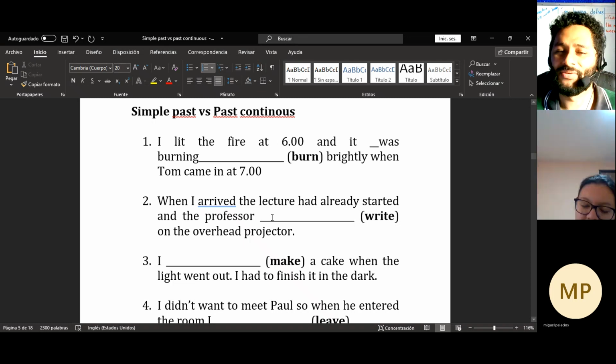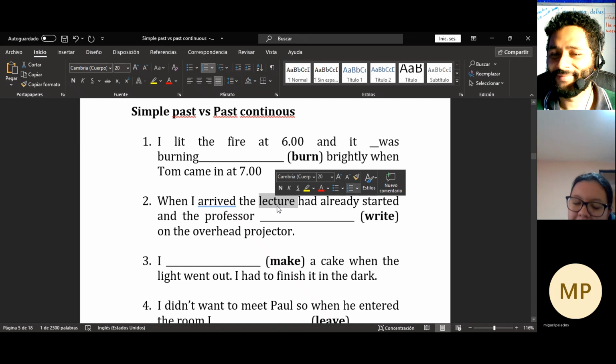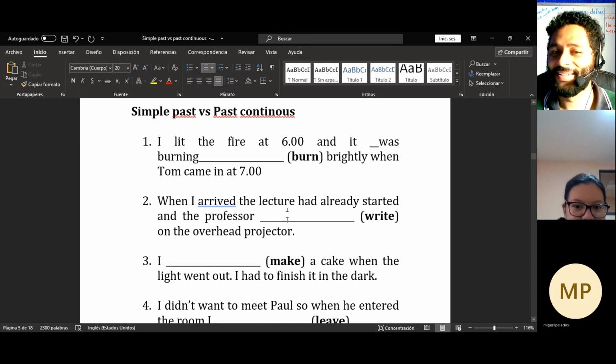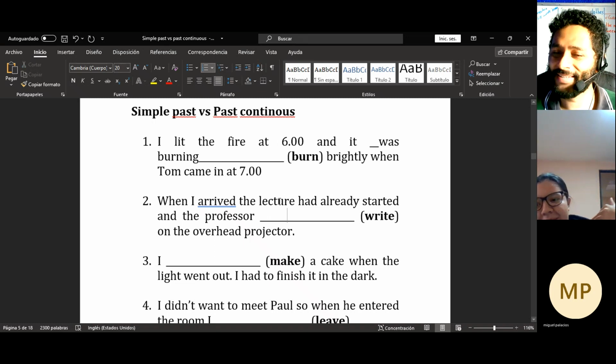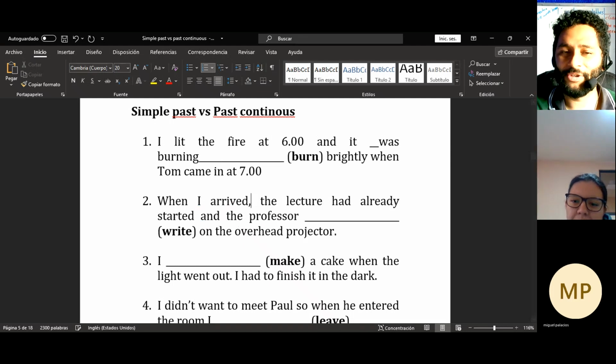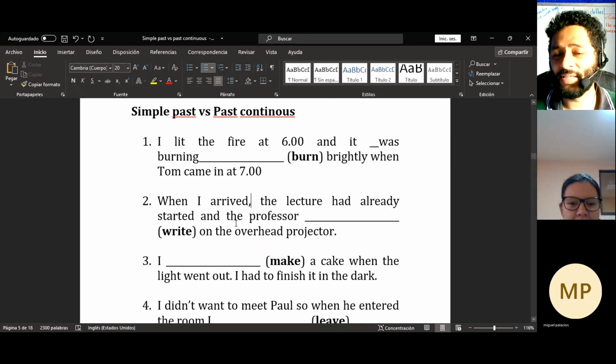Exactly. Was writing. So lecture is lectura. Lecture, yes, not like exactly a class. Lecture doesn't mean lectura. It means class or conference. Lecture also means conference. Cuando yo llegué, la conferencia ya había empezado y el maestro estaba escribiendo en el, ¿cómo se llama? En el pizarrón ese virtual, Overhead Projector.